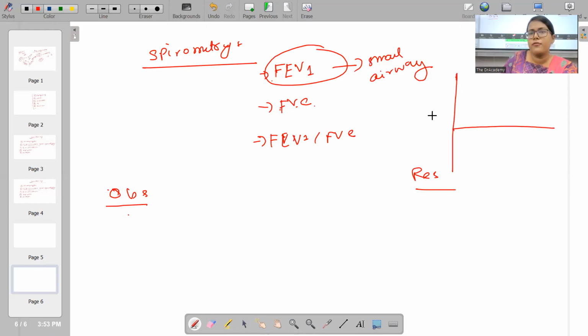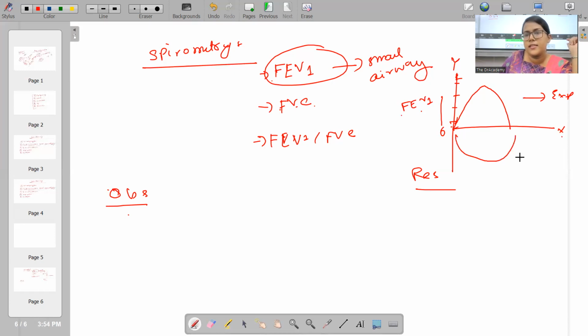Just remember, this is like a flow volume loop. This is basically several percentages of the FEV1. This is 0, this is the x-axis, and this is the y-axis. On the y-axis you are getting the forced expiratory volume, aka the volume loop, and on the x-axis this is the flow curve. The positive deflection is indicative of expiration, and the negative deflection is indicative of inspiration. Imagine this is a normal flow volume loop.